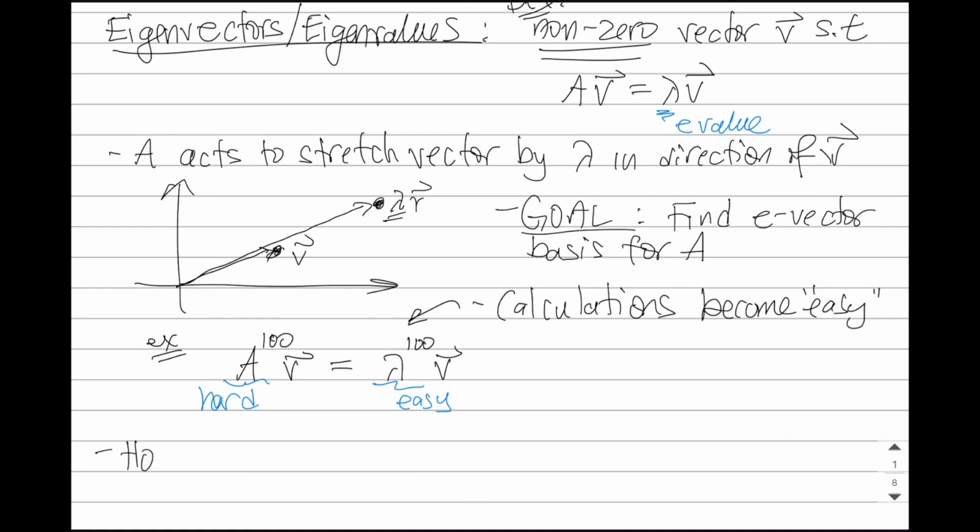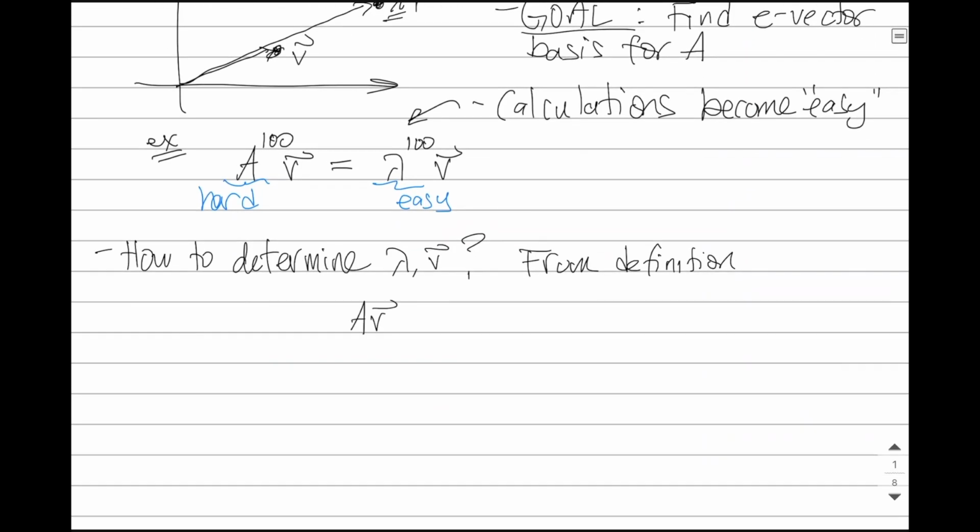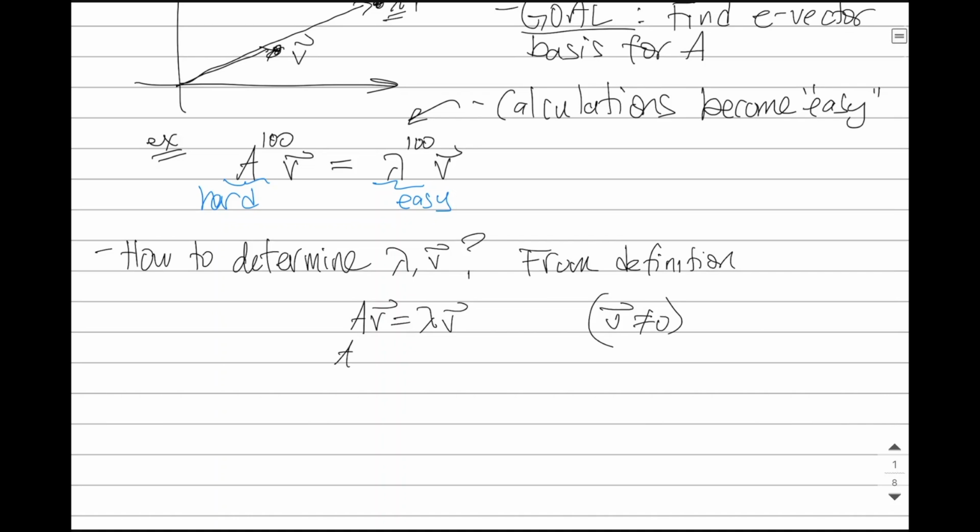So now the question is, how do we actually determine eigenvectors and eigenvalues? How do we determine lambda and v, this eigenpair? It all stems from the definition. The definition that we wrote above said that we are looking for a non-zero vector v such that Av equals lambda v. So what we're going to do is reorganize this equation. It'll be set equal to 0.